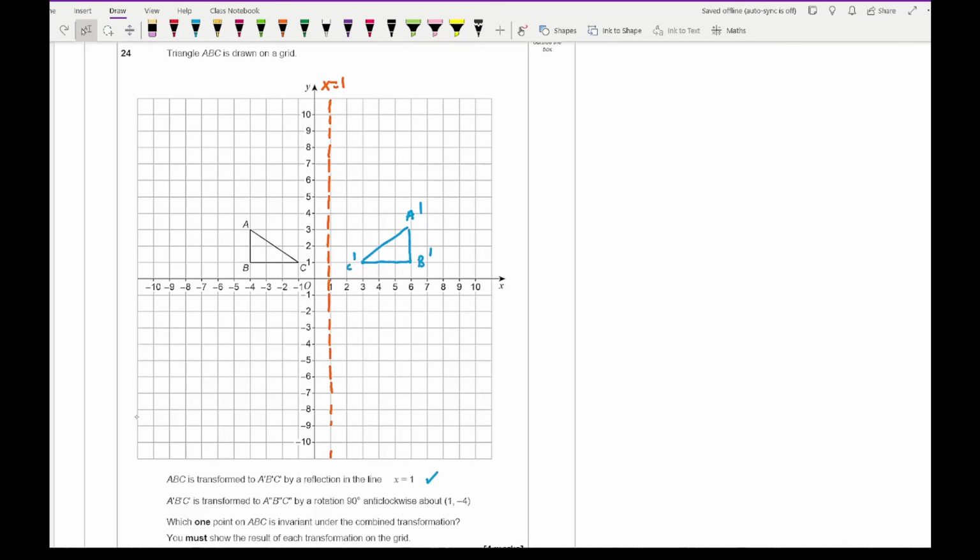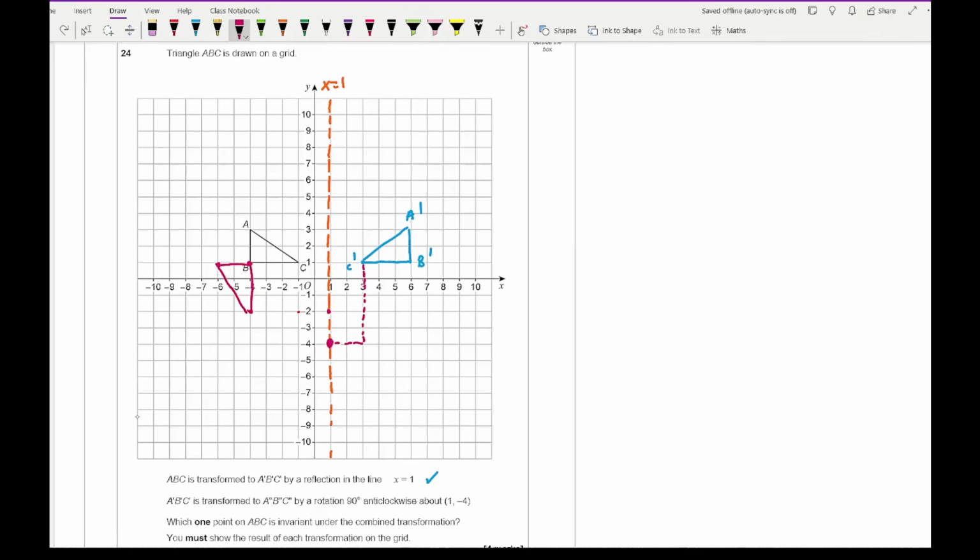We then want to rotate it about the point 1, minus 4. Well, 1, minus 4 is here. So then rotating that shape 90 degrees anti-clockwise. Well, again, using tracing paper, it's going to be extremely difficult on the computer. So if I reflect that, that's going to be 2, and then what was that, 5? So 2, 3. So that's going to be there, and we're rotating it. So then that's going to look something like this, I would say.